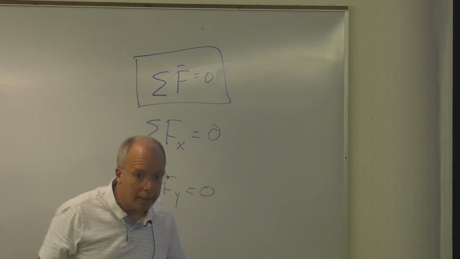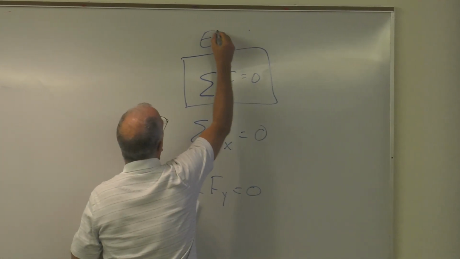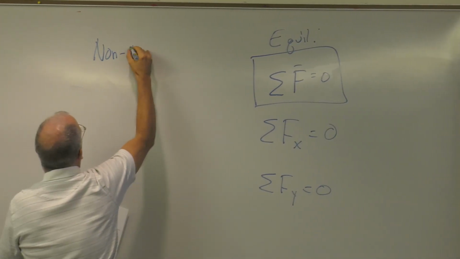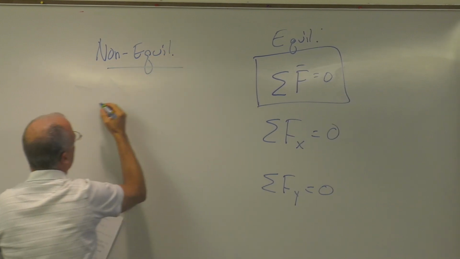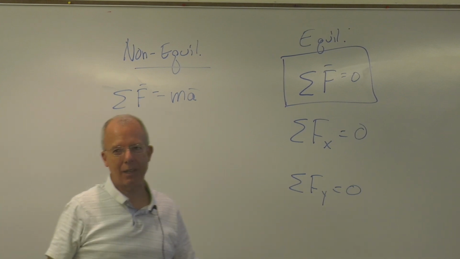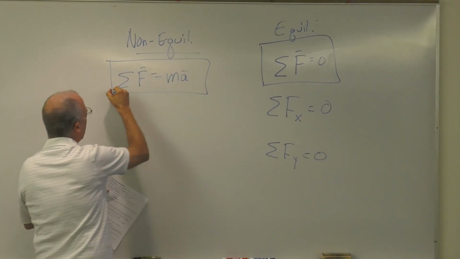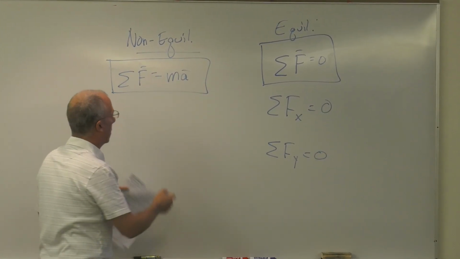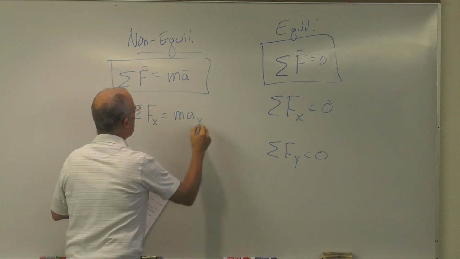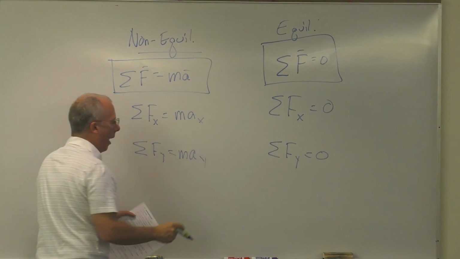So what do you suppose non-equilibrium is? Well, I'm sure you can figure it out. So if this is equilibrium, non-equilibrium just means that the sum of the forces equals ma. No kidding, right? Newton's second law. And so how do we solve these problems? Well, same thing. You just resolve into x and y components. So you'll have the sum of the x forces equals ma sub x, and the sum of the y forces equals ma sub y. That's all.